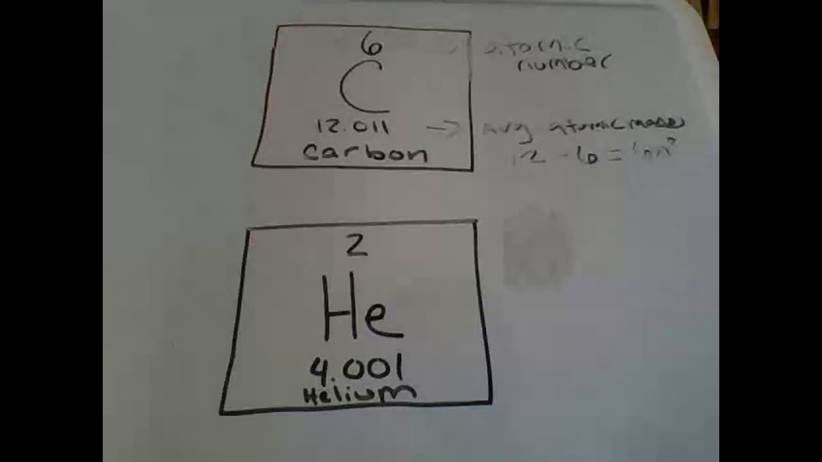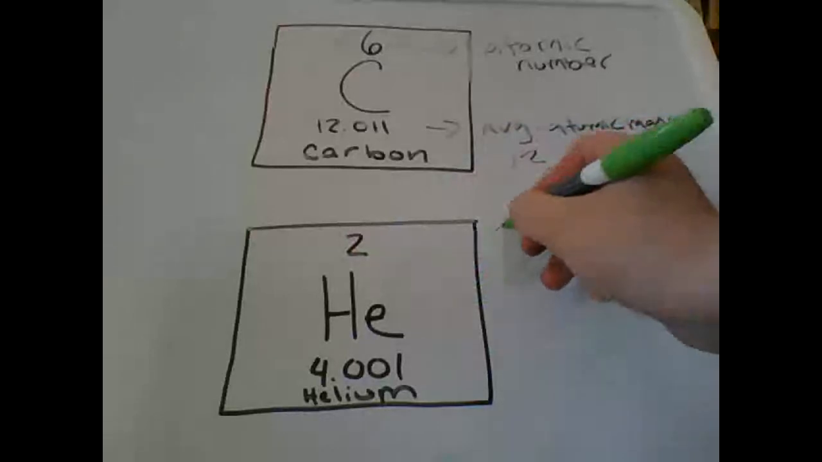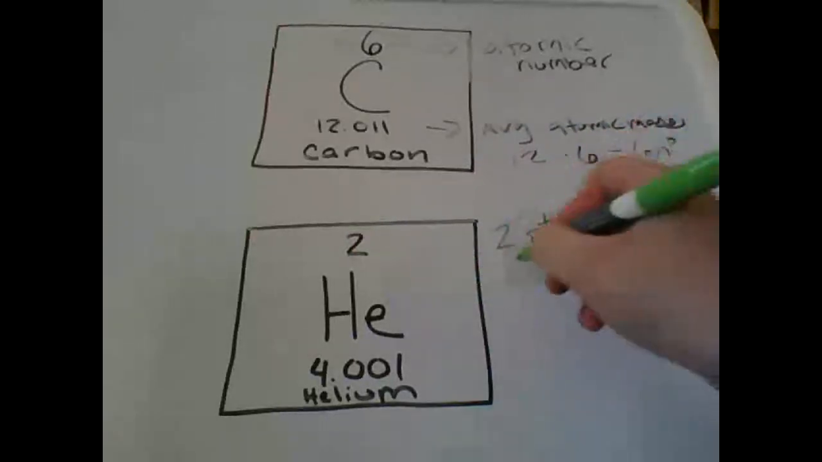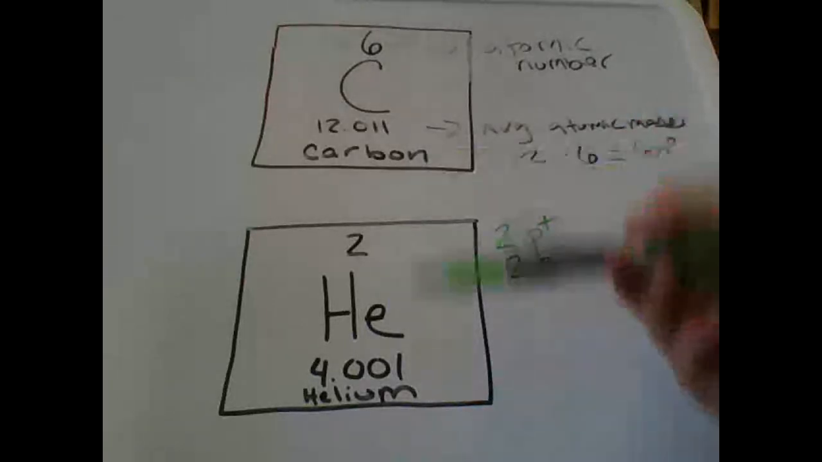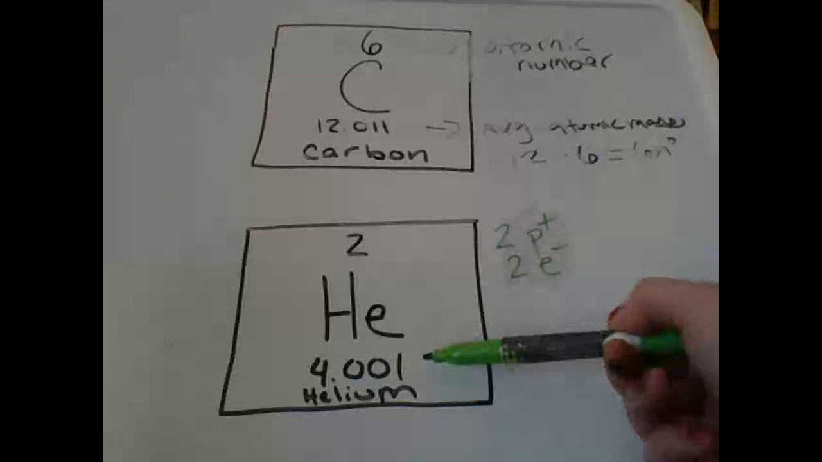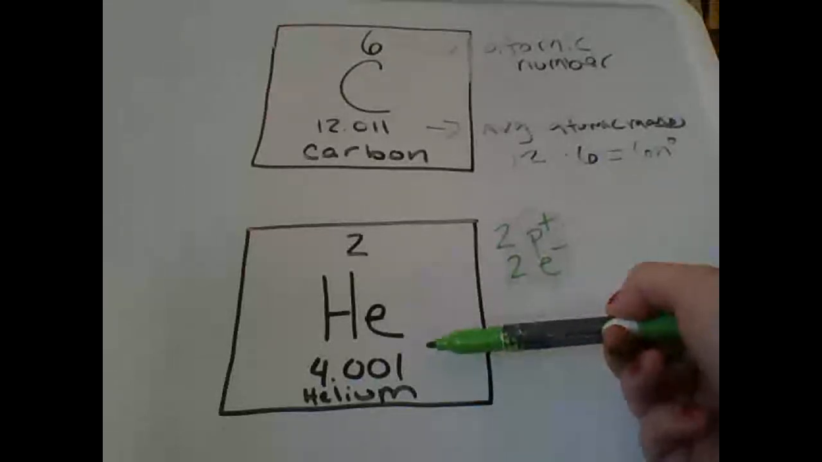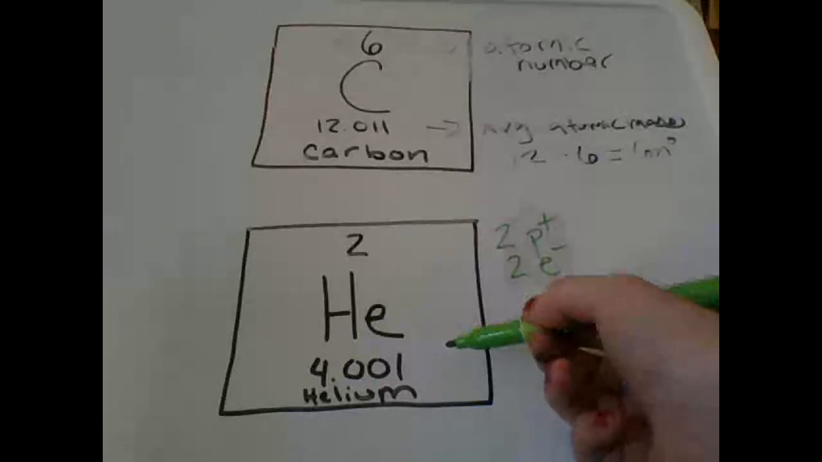Okay, let's do the same thing for our helium symbol. We can see that at the top, our atomic number is 2. That tells us that we have 2 protons and 2 electrons in a neutral atom. We come down to the bottom and look at our average atomic mass, which is approximately 4. So that tells us that one atom of helium has a mass of approximately 4 atomic mass units.